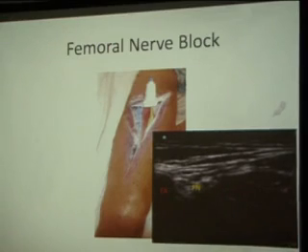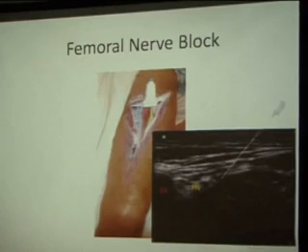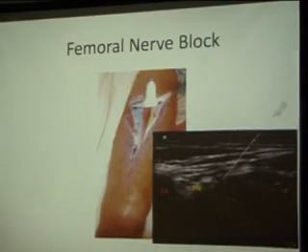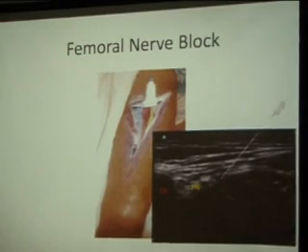To perform a femoral nerve block, you bring your needle right next to the nerve and inject your local anesthetic solution, and you would have done a single shot femoral nerve block.